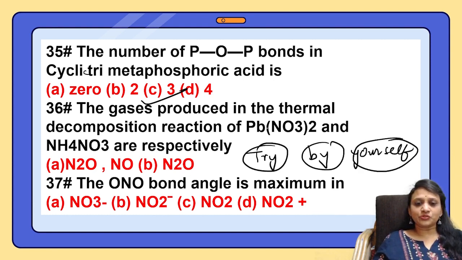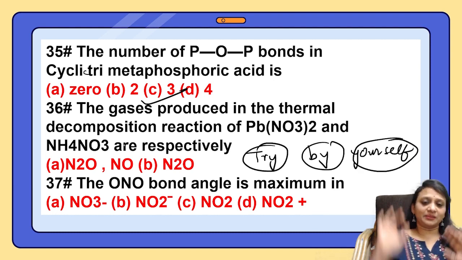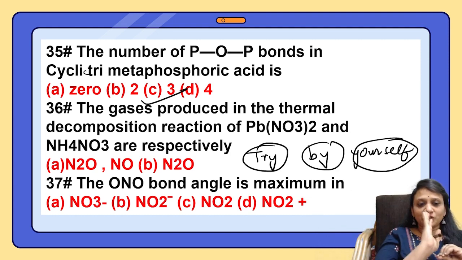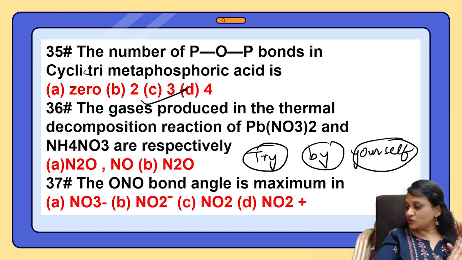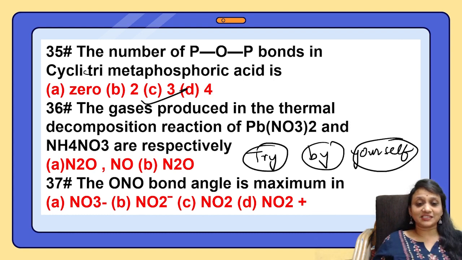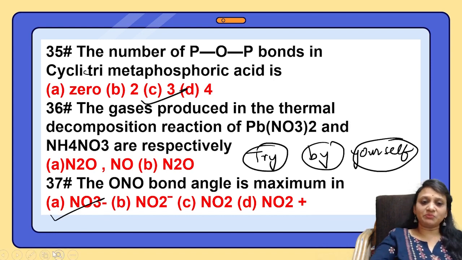What should you do? You should take lead nitrate and ammonium nitrate. Means basically you just decompose lead nitrate and you decompose ammonium nitrate. I made one video also on this. Nitric oxide or nitrous oxide. What is that? Okay, check. Try by yourself. The O-N-O bond angle is maximum in which one? It's maximum in A. Remember? No? Check. It's maximum in NO3 minus.